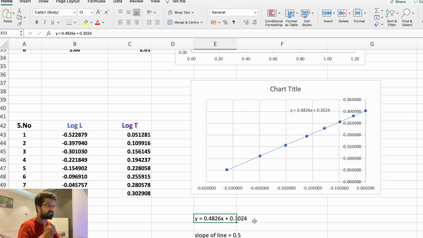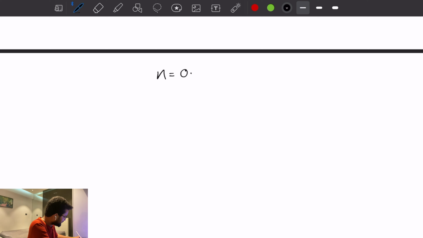That's the line equation that we have got: y equals slope of the line times x plus c. What is the slope in the line equation? It is about 0.5. I'm writing down over here that the slope of the line is about 0.5. That means the power of length is 0.5. So let me write it on the board over here: the power of length, which is n, equals 0.5.